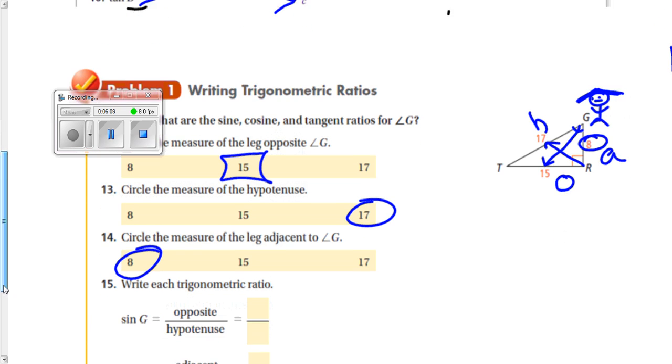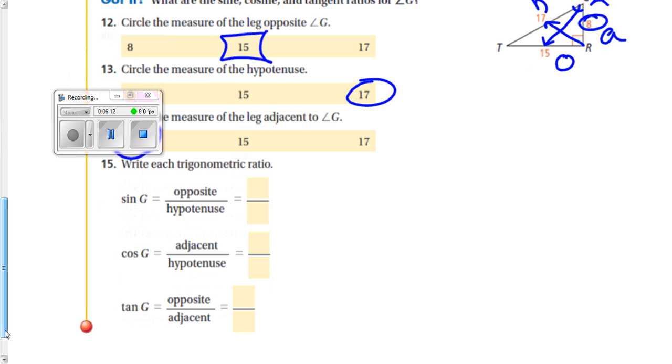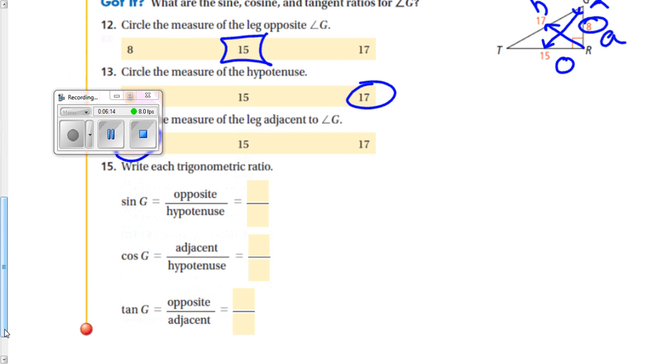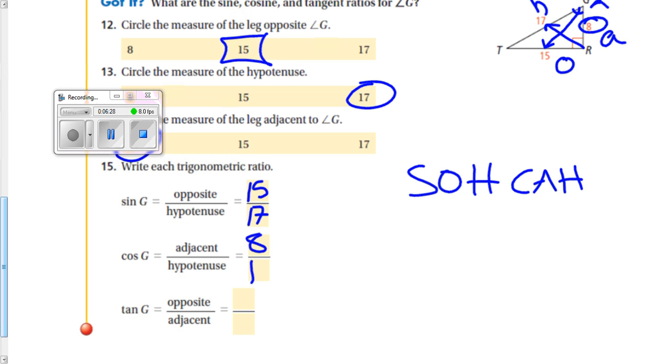So then the question says to me, write the trig ratio for each of them. So sine is opposite over hypotenuse. So we said the opposite was 15. The hypotenuse is 17. The cosine, CAH, adjacent, which was 8. Hypotenuse is 17.